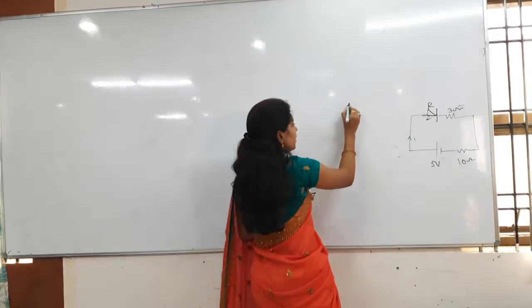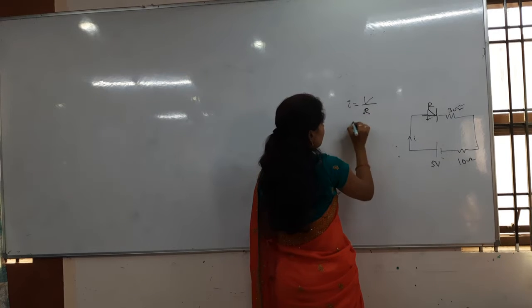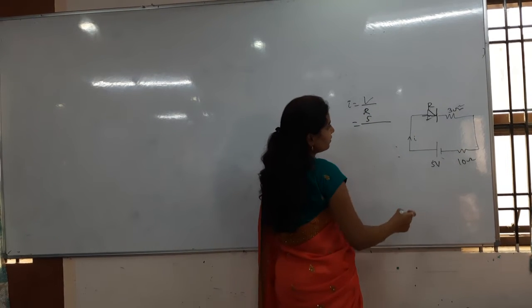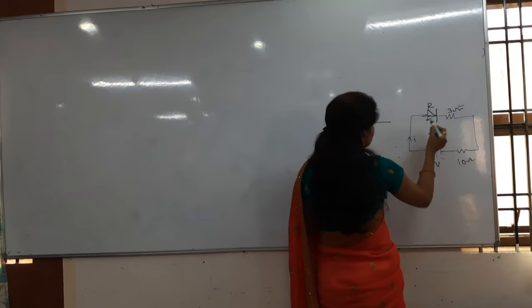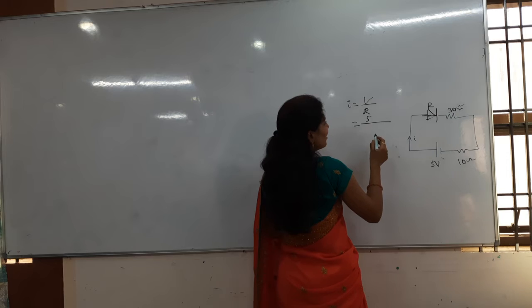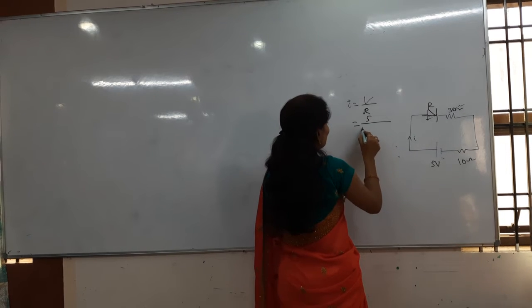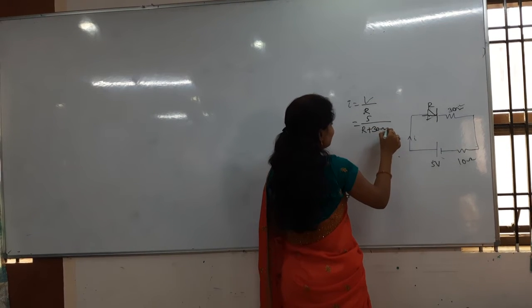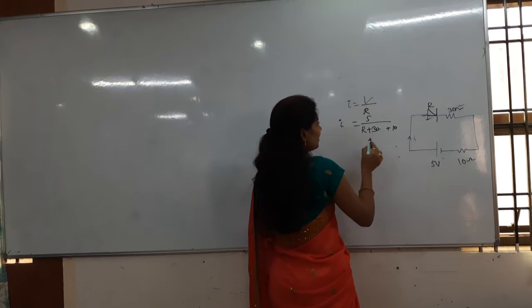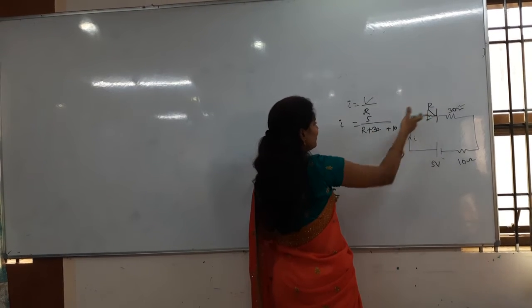Now what is the current here? I is equal to V by R. Voltage is how much? 5, divided by the total resistance. In which combination? Series. This is 30. You have taken that as 3. Wrong. 30 and then 40. 30 and 10. Can't you see that 30 is there?